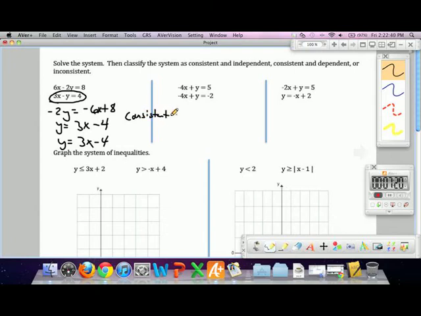The second equation, rewriting, we get y equals 4x plus 5, y equals 4x minus 2. These are parallel, and they have different y-intercepts. So they are not on top of each other, and they're parallel. They never intersect, so therefore they are inconsistent.